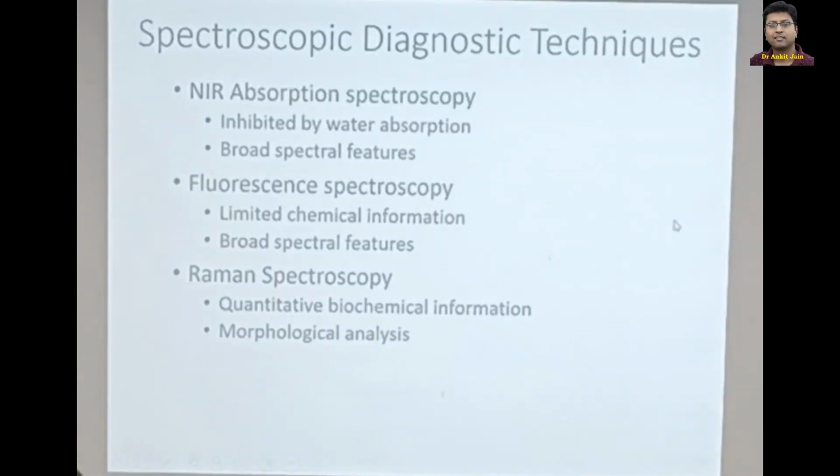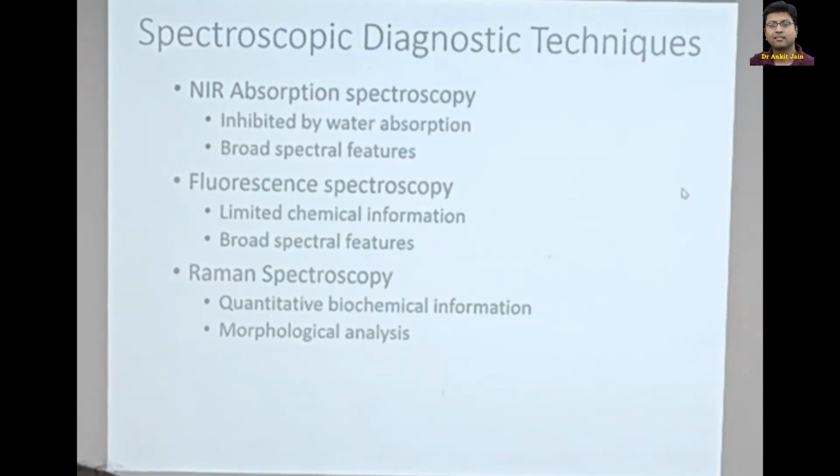They are used for different kinds of diagnostic techniques as well. Other techniques, like NIR absorption spectroscopy, are inhibited by water absorption, and NIR doesn't tell you many things, so very broad spectral features come. Fluorescence spectroscopy also cannot give that much chemical information. But when you talk about Raman spectroscopy, it can give you quantitative biochemical information. That is why for any kind of contaminants or biomolecules as well, this is a very good technique, and it gives you very accurate and reproducible data.